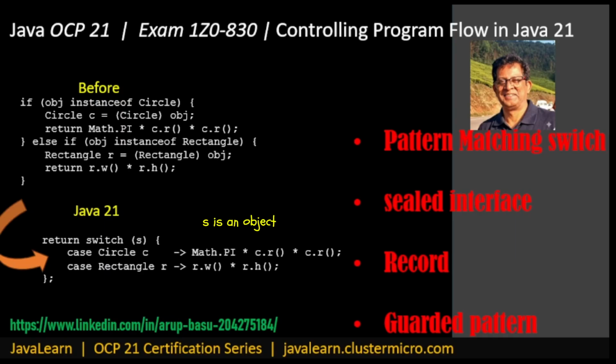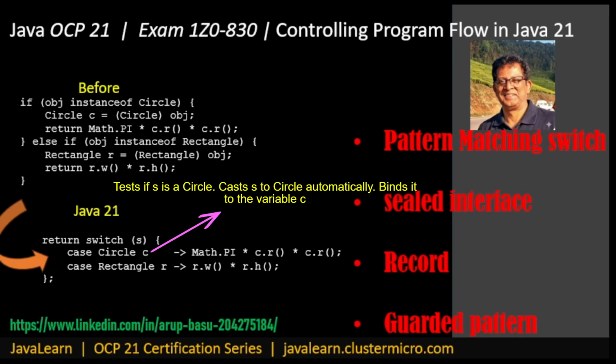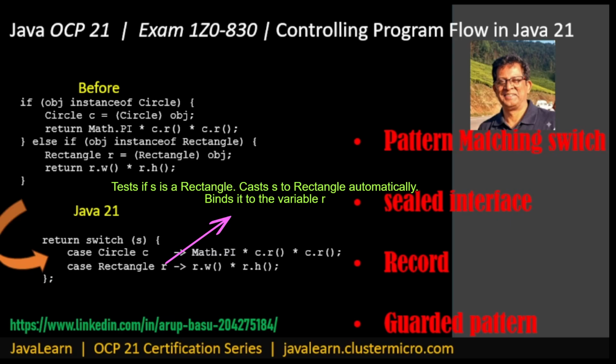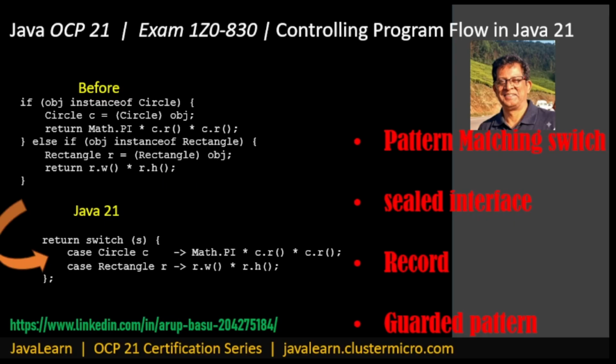So this does three things at once. Okay, it tests if s is a Circle, then casts s to Circle automatically and binds it to the variable c, which is immediately available for the calculation on the right side of the arrow. Okay, and then we have case Rectangle r -> r.w * r.h. It's the same logic, clean, readable and no redundant type names. Okay, so in one line the type, the check and cast happen in a single pattern, and if you are switching on a sealed type, the compiler verifies you covered every possible case. So this is pattern matching in switch, and it changes how you think about conditional logic in Java.